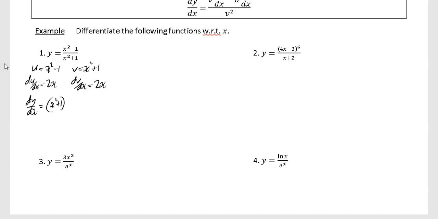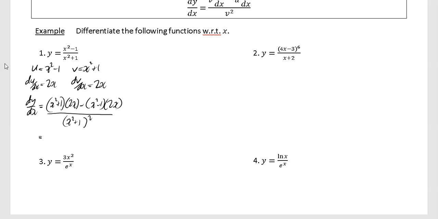So that's my v, and then du, which was 2x, minus my u, which was x squared minus 1, times my dv by dx, and all divided by my v squared. So v squared is x squared plus 1 all squared. Now experience will tell you just leave it as that. Sometimes there'll be something that will cancel out once you tidy it up, so leave the squared bit in it and hopefully something cancels out.